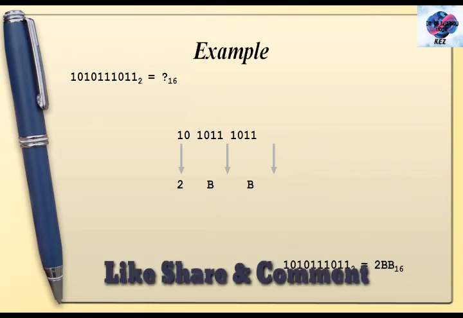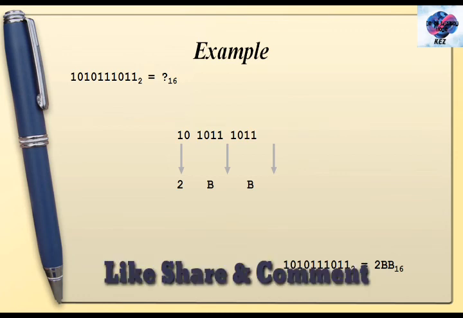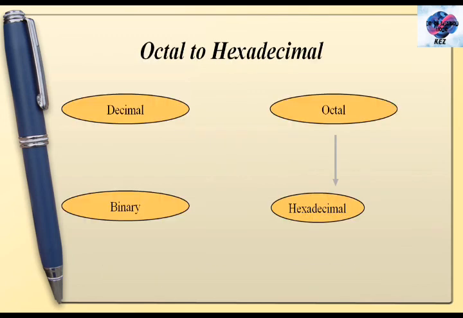Now see here, the same number I am taking. Here the grouping is 4-4 order. 1011 means B. Again 1011 means B. 10 means 0010, 4 maps. So 0010 means that is our 2. So it will be that.